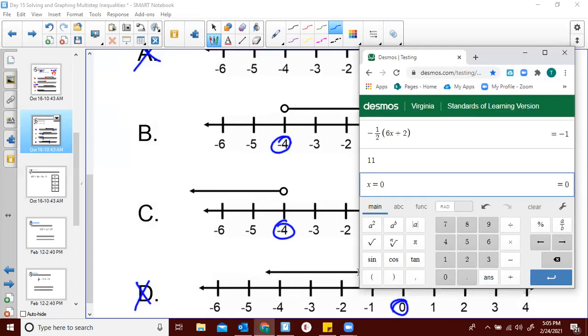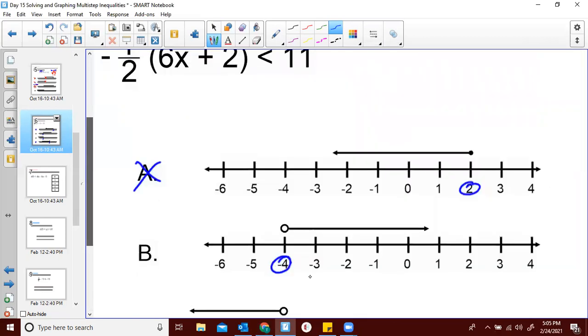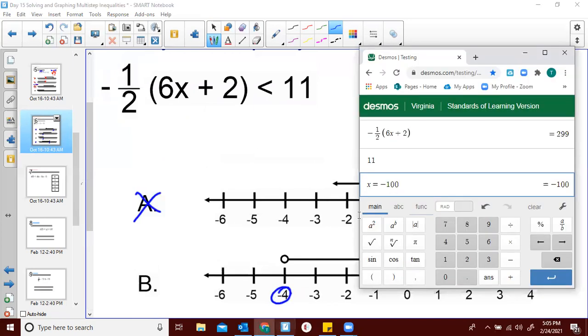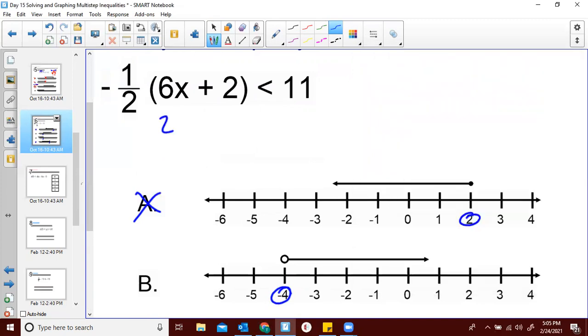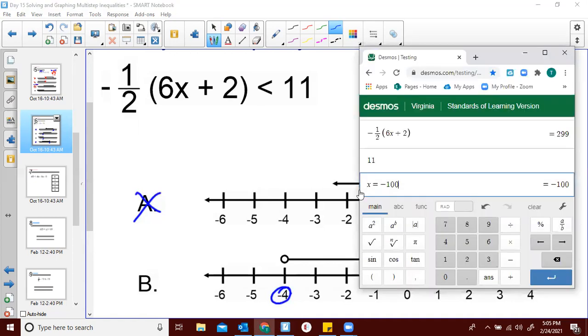Let's type in a big number. Let's try -100 this time. All right, so let's come back up to our inequality and see what we got. I typed in -100 for my x. And I got, for this side, 299. That's less than 11. Is this true? It is not. So let's try another number.